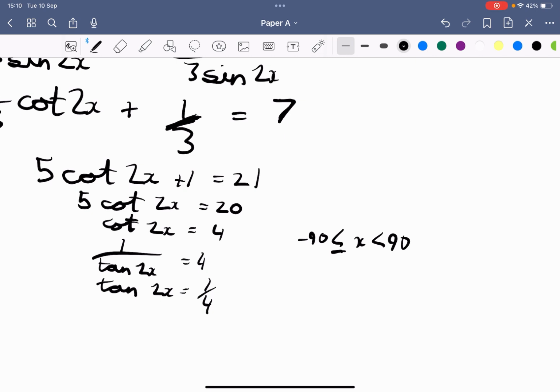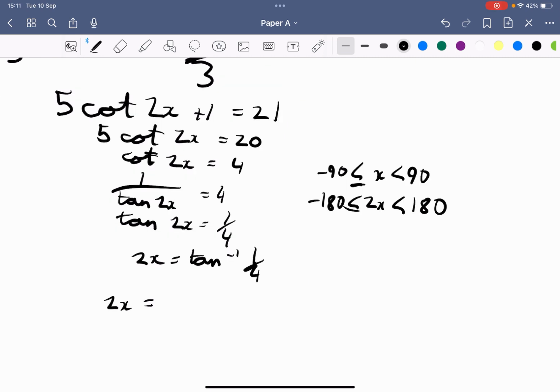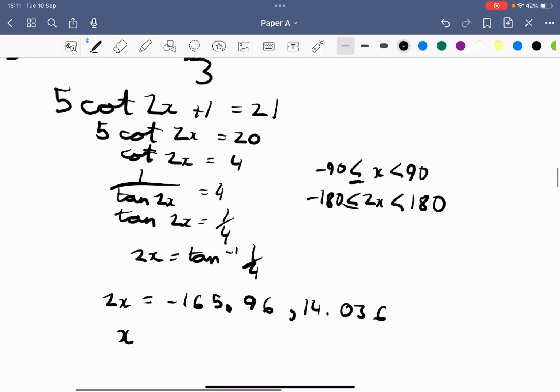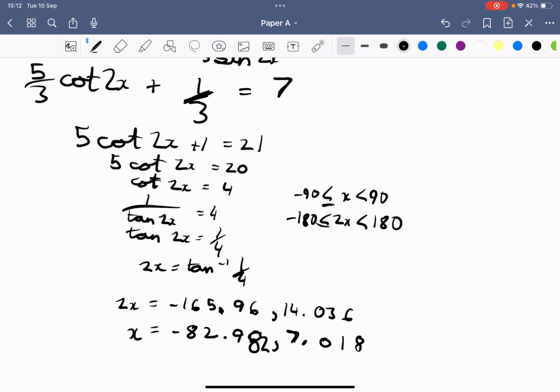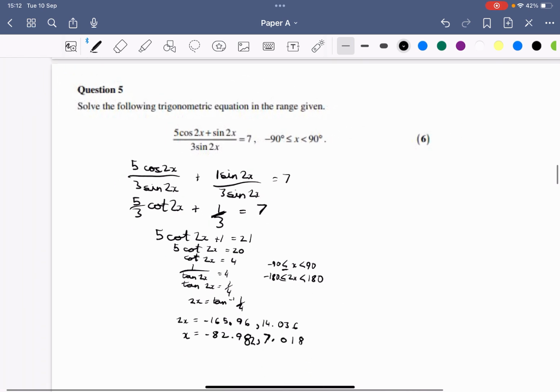So to work out 2x, I can be in the range of 180 and minus 180, right? So 2x, if I do the inverse of tan of a quarter, I get 2x is equal to, and then x is equal to, right, and they haven't given us a certain amount of decimal places to write the answers to, so I've just written it up to 3 decimal places. So that's part 5 done.